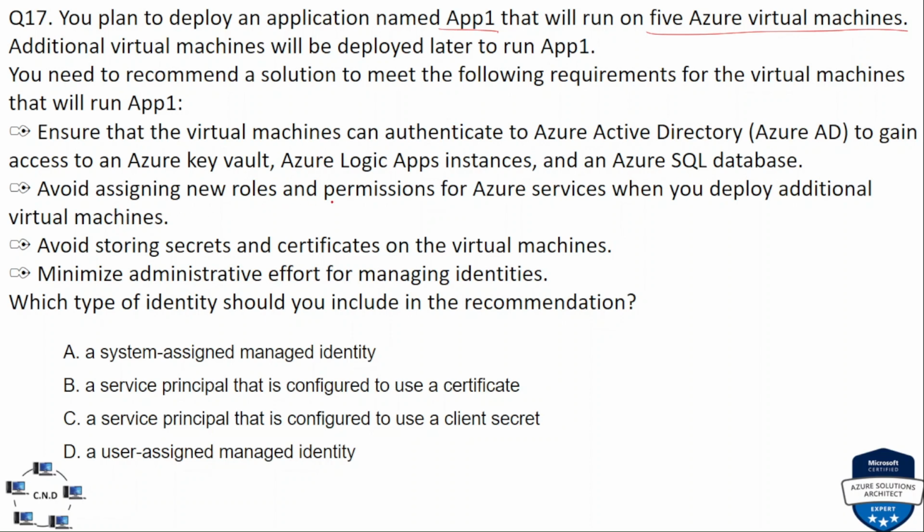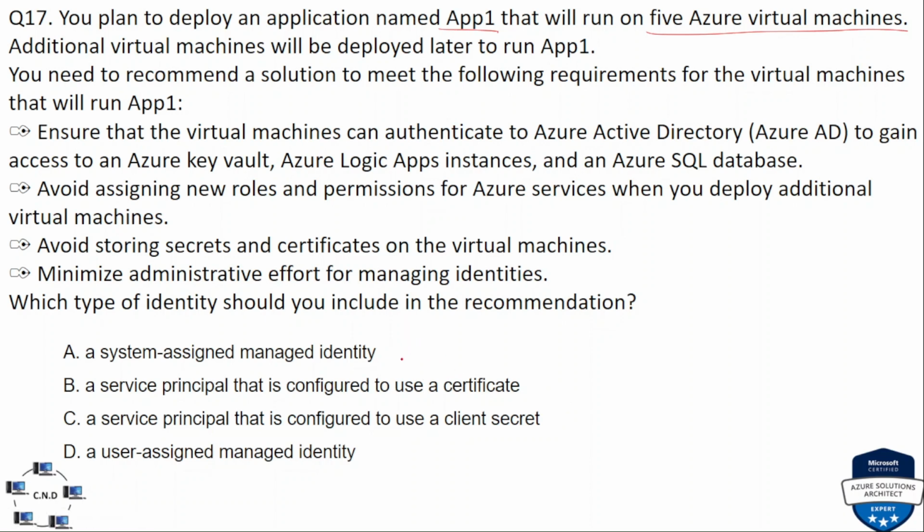Number 2, avoid assigning new roles and permissions for Azure services when you deploy additional virtual machines. Number 3, avoid storing secrets and certificates on the virtual machines. And number 4, minimize administrative effort for managing identities. Which type of identity should you include in the recommendations? And the options are: A, a system assigned managed identity. B, a service principal that is configured to use a certificate. C, a service principal that is configured to use a client secret. And D, a user assigned managed identity.